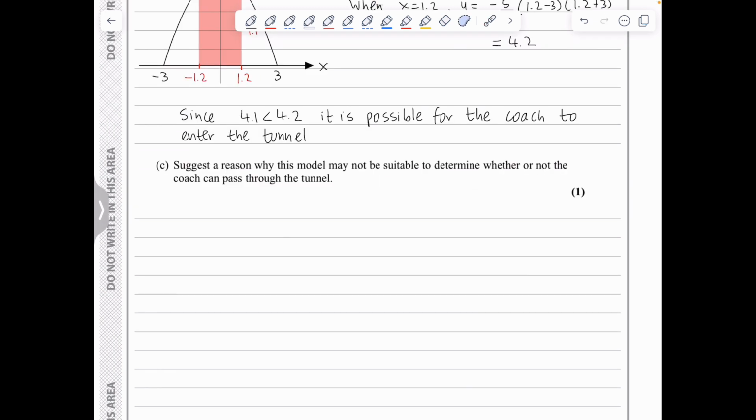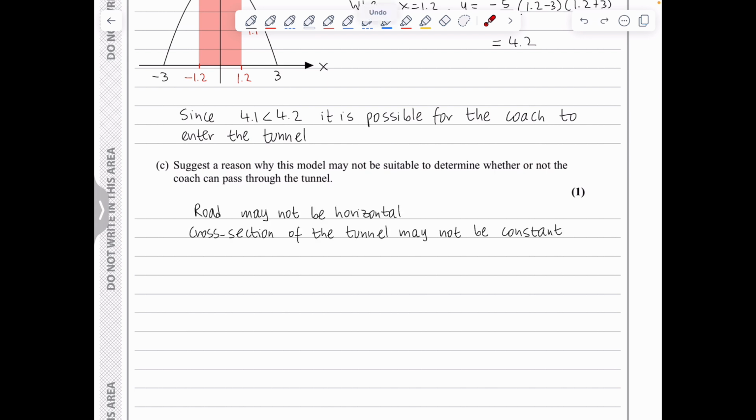And then in part C, we need to suggest the reason why this model may not be suitable to determine whether or not the coach can pass through the tunnel. Well, one thing we could say is that the road may not be horizontal, and secondly, the cross-section of the tunnel may not be constant, so it might be the entrance, but it might not be the same throughout the tunnel, and therefore we might have the bus at some point not being able to go through.